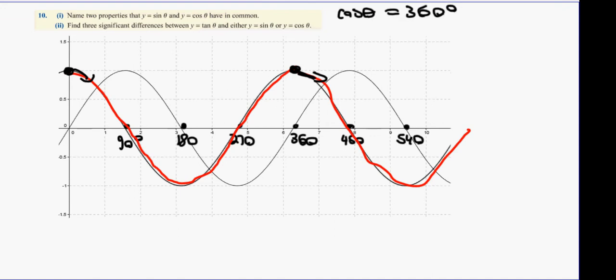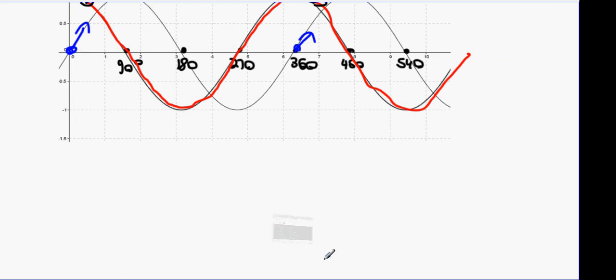Now let's look at sine theta. Sine theta starts off at 0 going directly upwards. When does this happen again? 360. So both sine theta and cos theta have a period of 360 and they also have the same range. Okay, now find three significant differences between y equals tan theta and either y equals sine theta or cos theta.